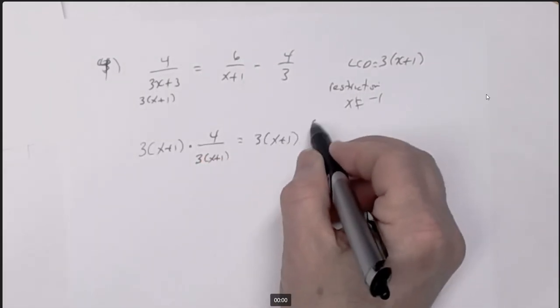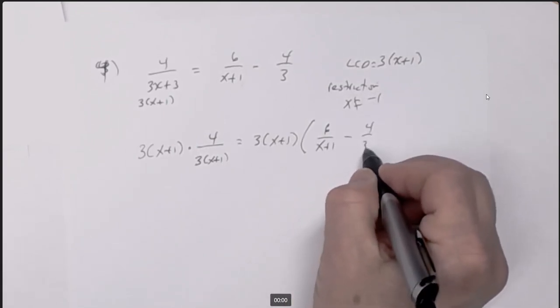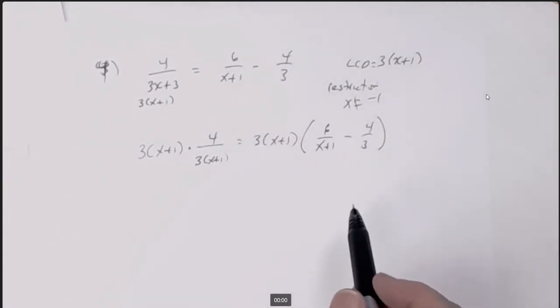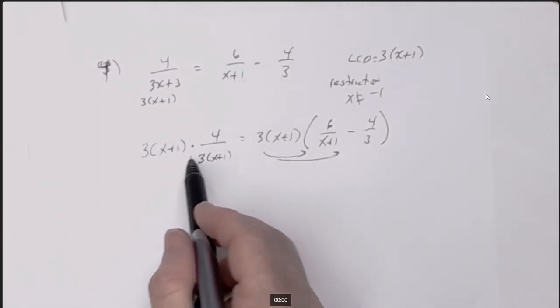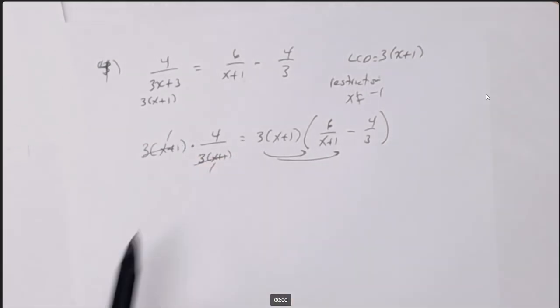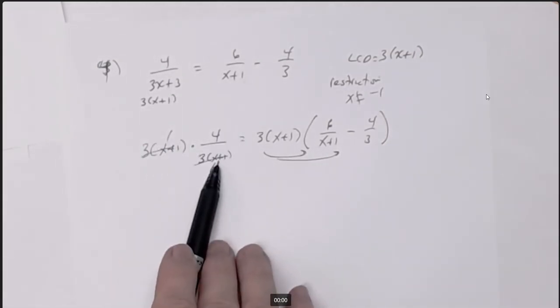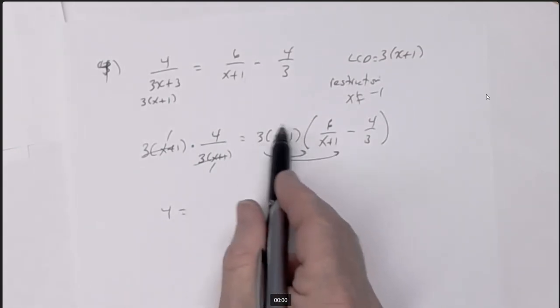All right, so now I'm going to go ahead and distribute on this side. And right now, I'm going to go ahead and reduce this part here. So those divide out. So 1 times 4 is 4. Equal. And so this is the LCD times the first fraction, minus, and then the LCD times the second fraction.